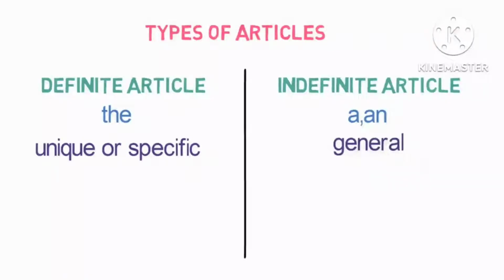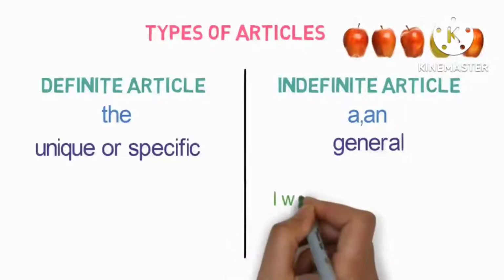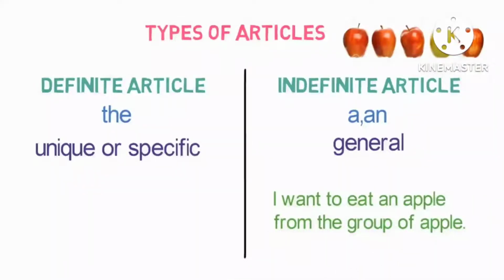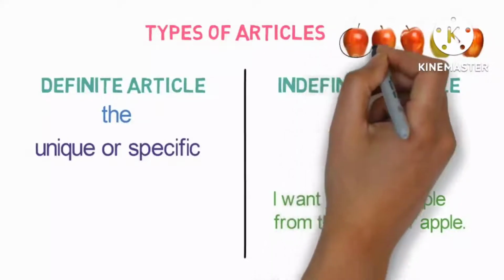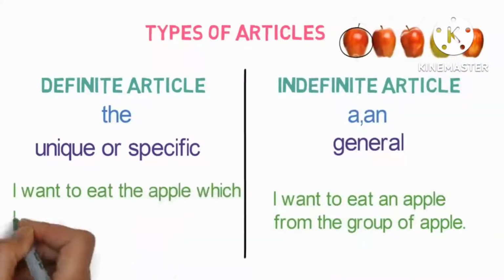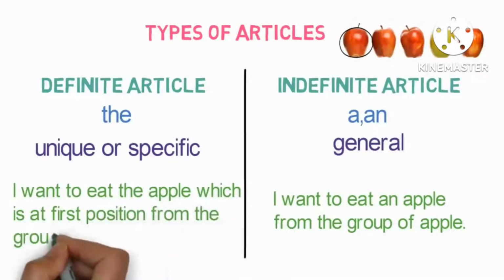Now, let's look into an example to understand it better. Suppose there is a group of apples in front of you and you are given a choice to eat one of them. If you want to eat any one from it, then what will you say? You will say, I want to eat an apple from the group of apples. Now, suppose you want to eat a specific apple from the group. Let's say the first one. You will say, I want to eat the apple which is at first position from the group of apples.